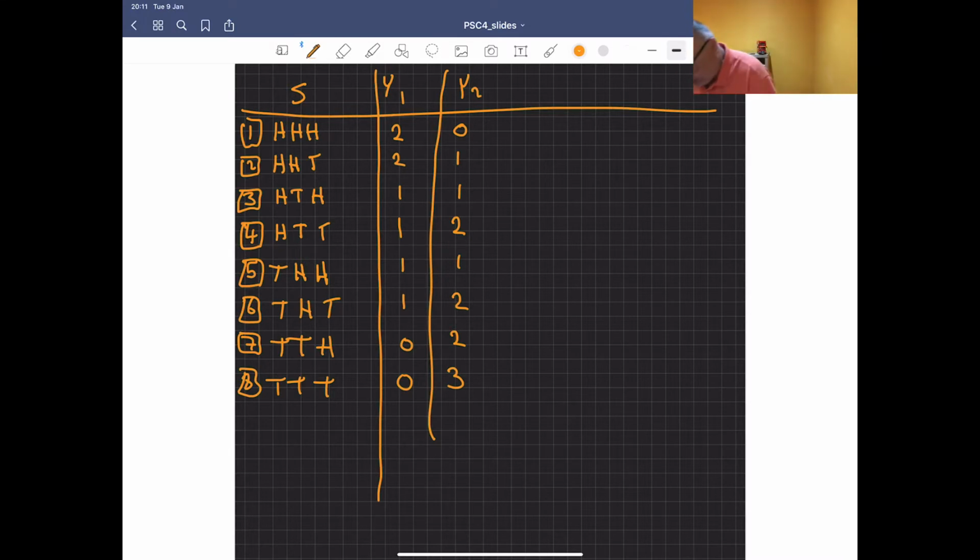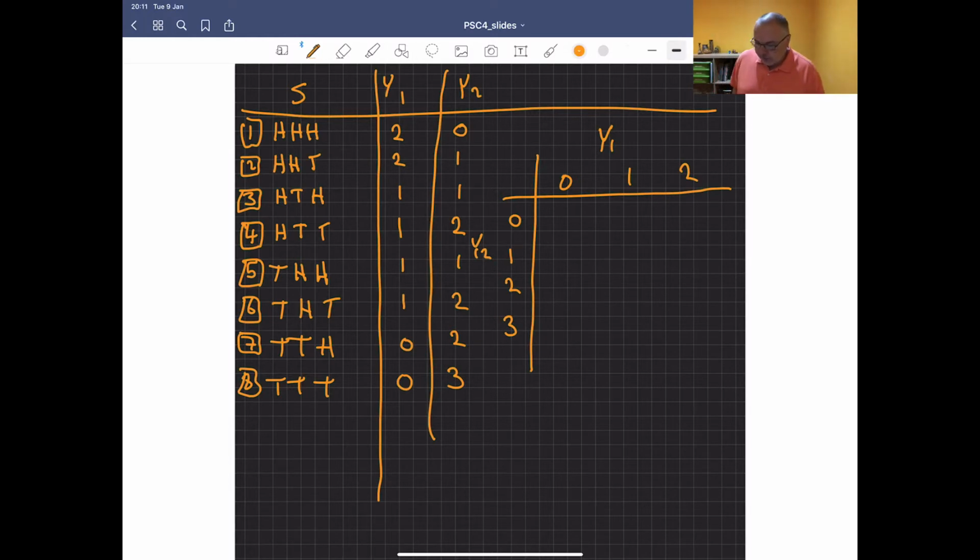We're going to put that together in a table. So let's think about our table. So we could have y1 on this axis, and the possible values y1 can take are 0, 1, and 2. And then we can have our y2, and that can take the values 0, 1, 2, and 3. So this entry here is going to be the probability that y1 equals 0 and y2 equals 0. Well, that doesn't occur at all. So that first probability is going to be 0.